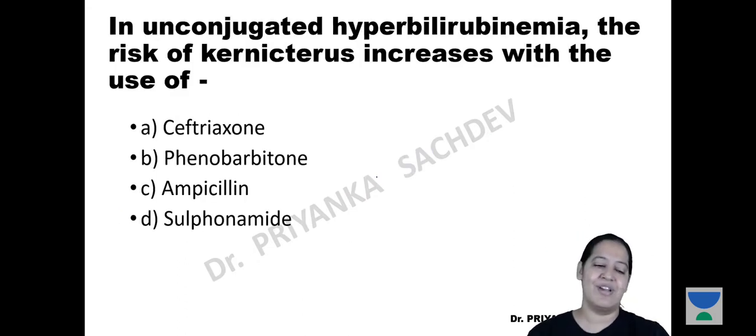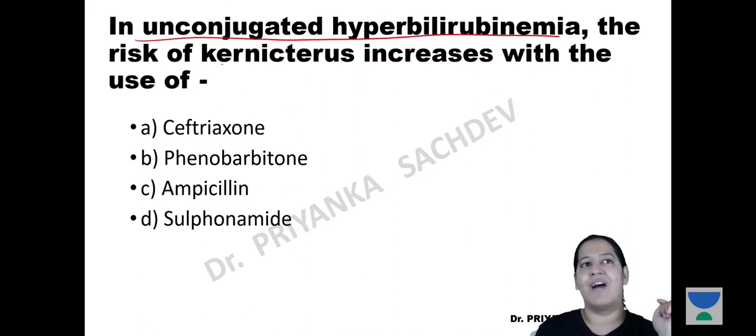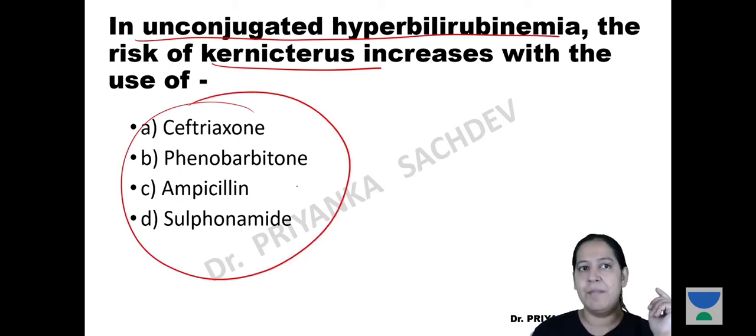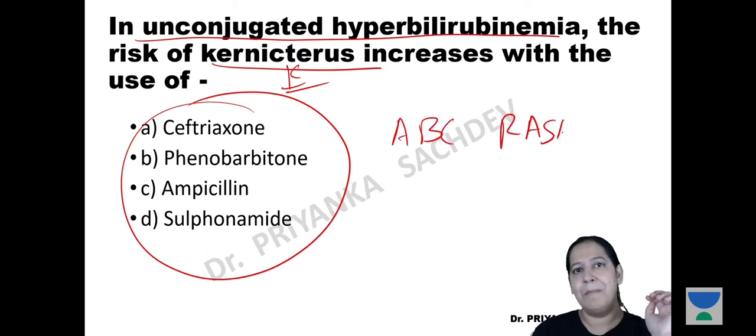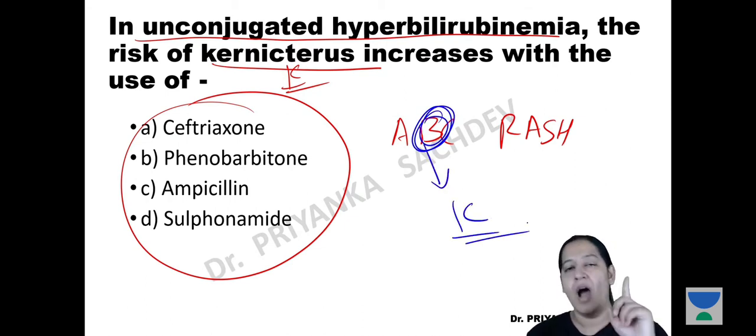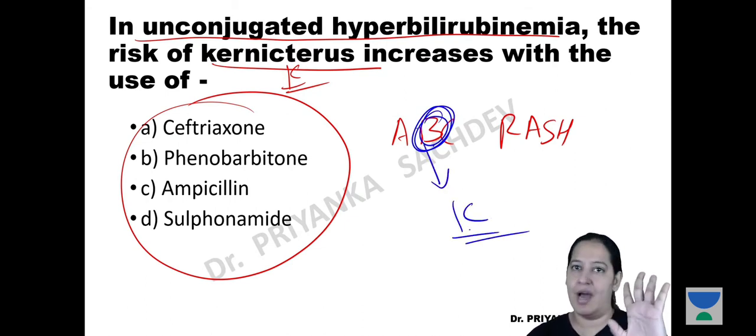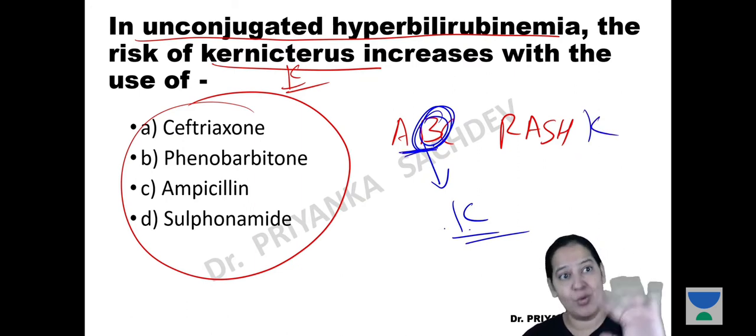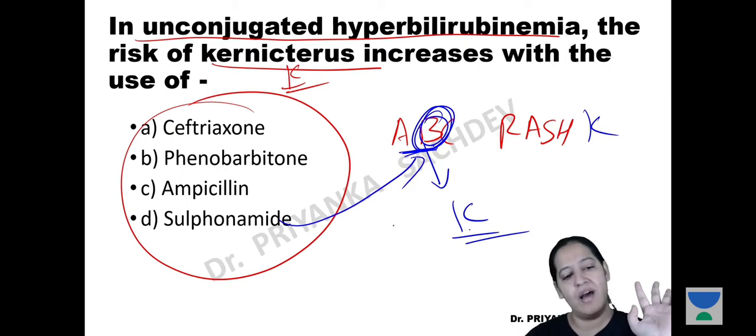Next question is in front of you. Be fast. In unconjugated hyperbilirubinemia, the kernicterus increases with the use of which antibiotic? Which of the following antibiotic causes kernicterus as a side effect? So the mnemonic of sulfonamide is ABC rash. Here B stands for bilirubin displacement. Bilirubin displacement means kernicterus. I told you that from B you should bring K here. If it doesn't come, add K separately. Done. So B, bilirubin displacement leads to kernicterus. So the answer is sulfonamide. You all are right. The correct answer here is D. That is causing kernicterus as a side effect.